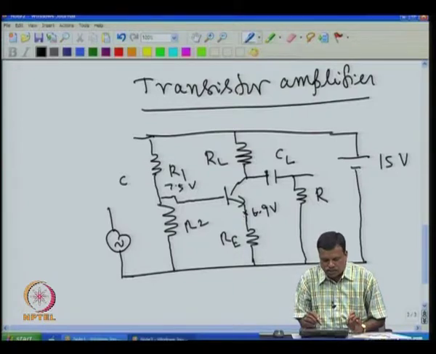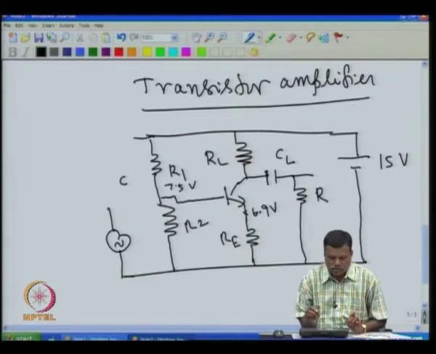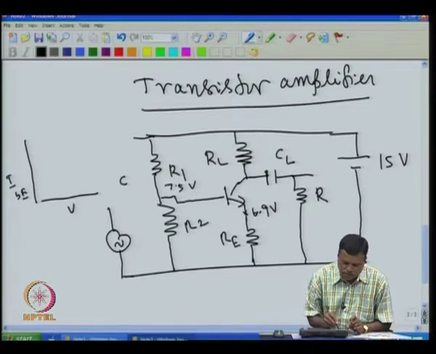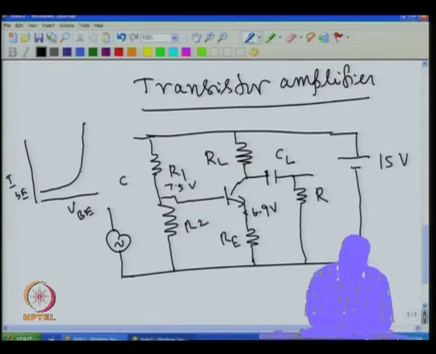This is coming because of the forward biasing of the base emitter. If you plot the base emitter current versus VBE, the base emitter voltage, that actually goes exponentially like this. So, the 0.6 is somewhere here.